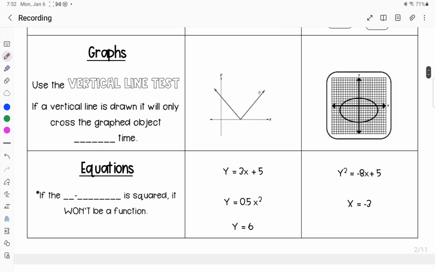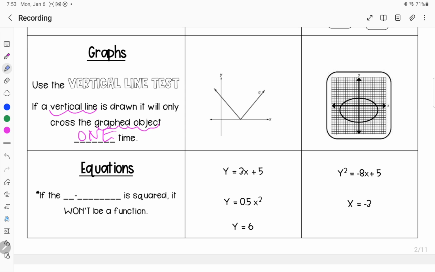Our graphs. So it says the vertical line test, this is one of your vocabulary words. A vertical line test is used to tell if the graphed object is or is not a function. So you draw a vertical line, and we're looking to see if that vertical line crosses the graphed object. It could only cross it or have one point of contact.